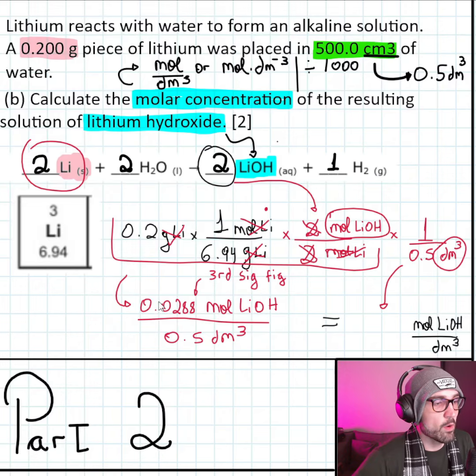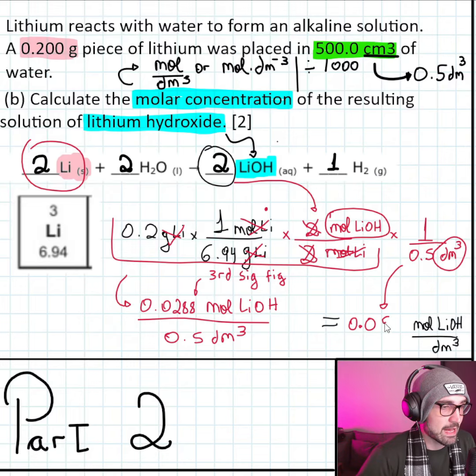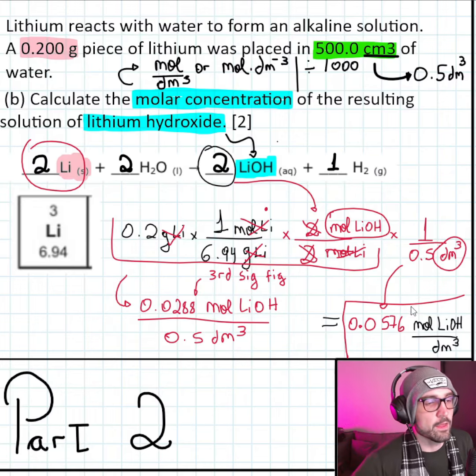So 0.0288 times 2 is equal to 0.0. Don't miss that second 0. 0.576 moles per liter of lithium hydroxide.